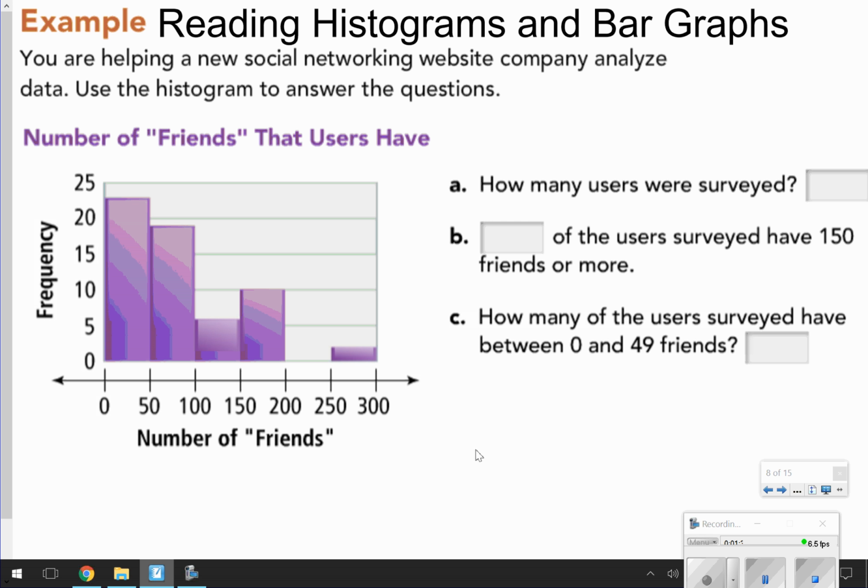The next thing would be just reading histograms and bar graphs. These are pretty simple, so it's kind of a review. I'm going to do one or two, and then I'm going to get you to pause the video and try some on your own. This first one says, how many users were surveyed?